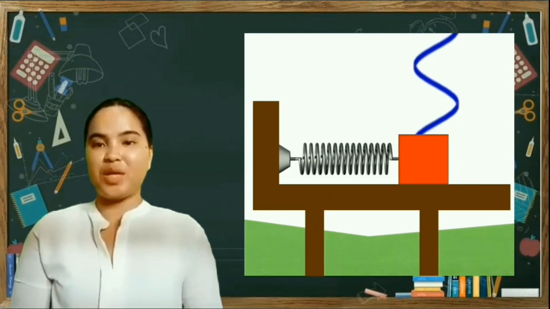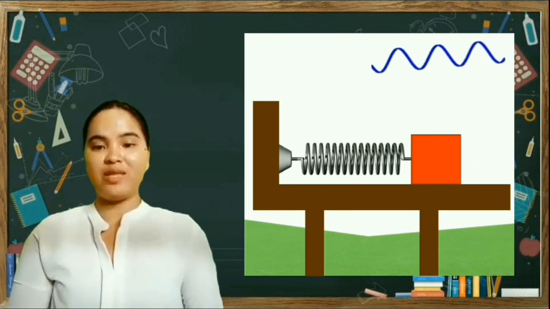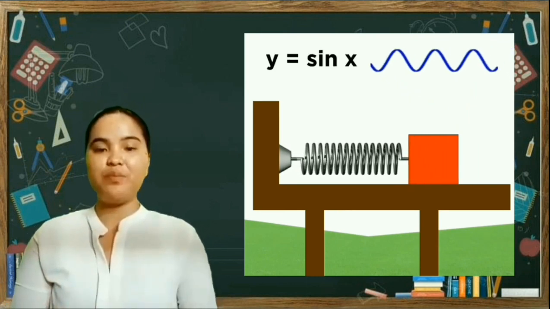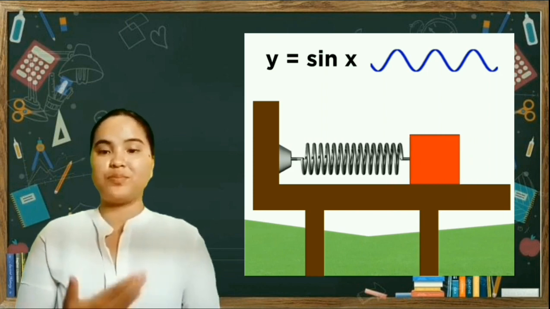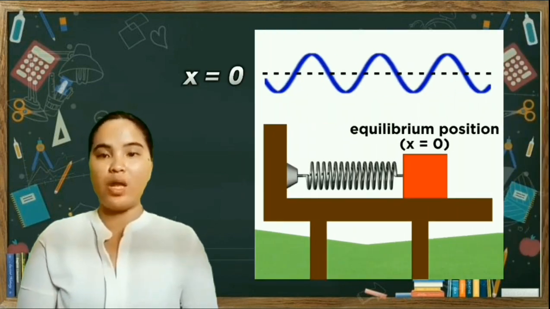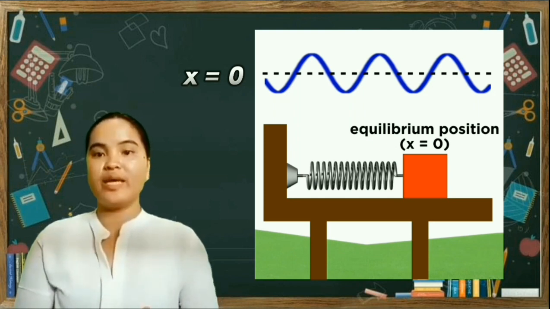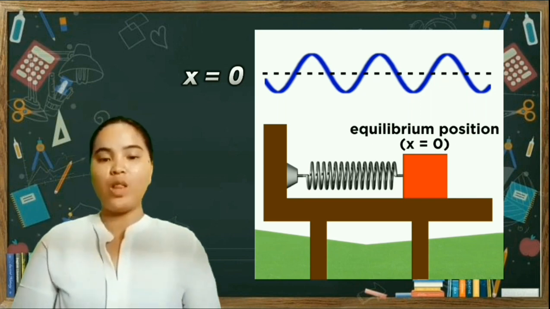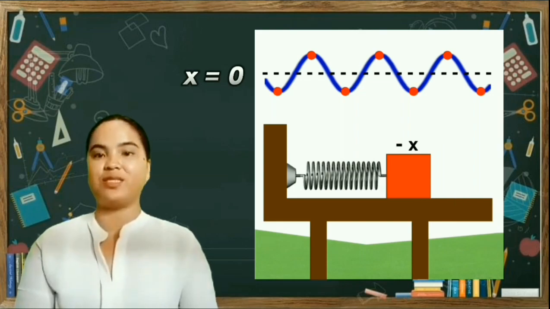If we were to graph it, it will display sinusoidal behavior, just like a trigonometric sine function, where the block continues to occupy the same position over a period of time, which is why we call this periodic motion. X equals 0 at the equilibrium position of the block, where it was before we held it, and assuming zero friction, the block will oscillate between positive x and negative x indefinitely.